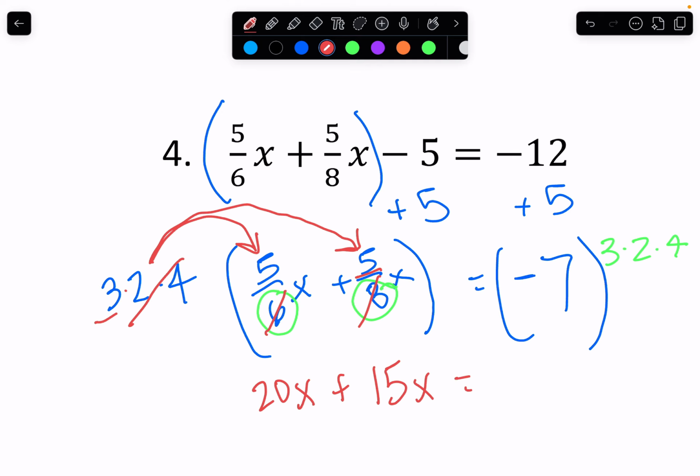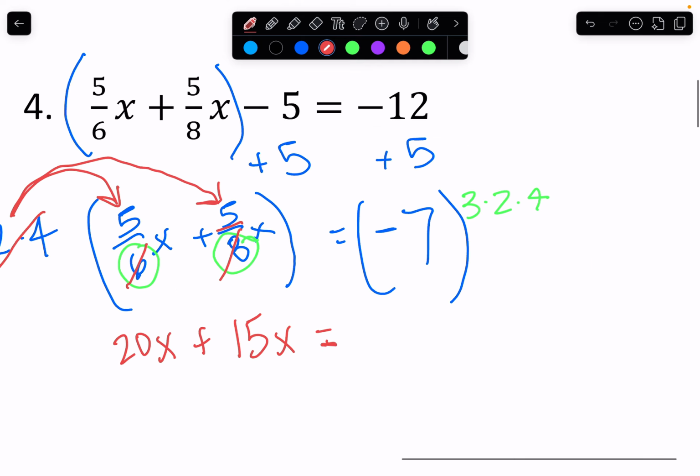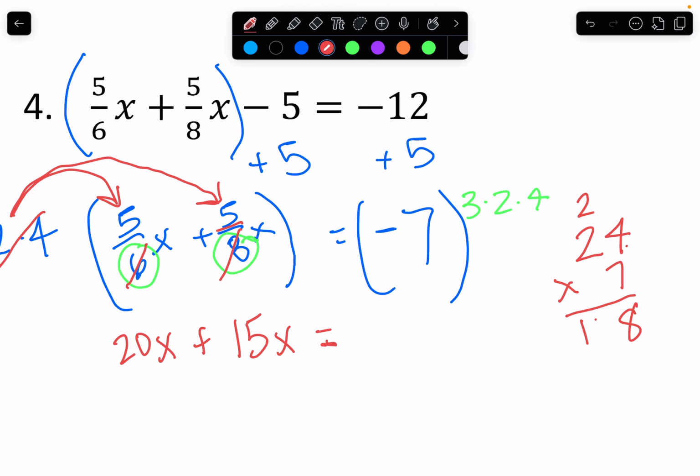Now, over here on this side, this is where it gets more complicated. I got 3 times 2 times 4. Do you remember what I said that was? 24 times 7. Well, 7 times 4 is 28. And 7 times 2 is 14. Plus 2 is 16. So I'm going to get 168 on this side. But look, I have a negative right here. Times a positive. So that's going to be a negative. Negative 168. Okay.